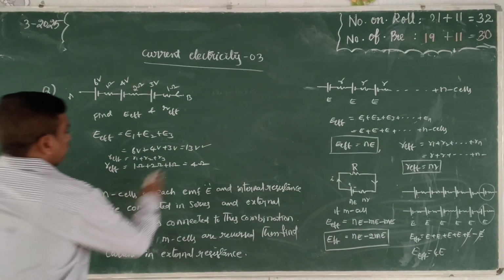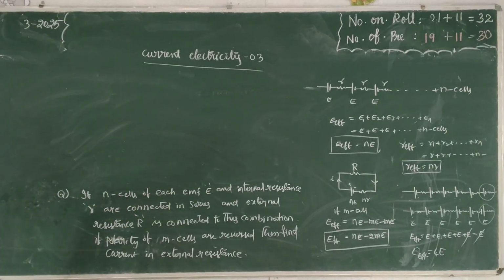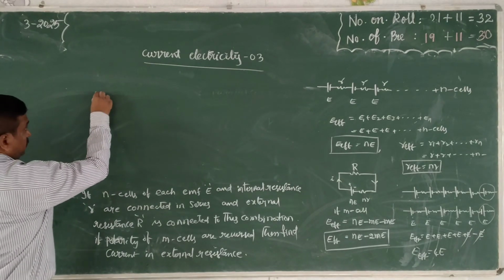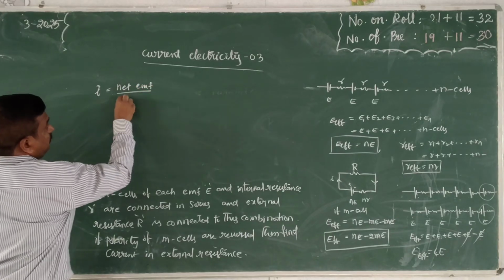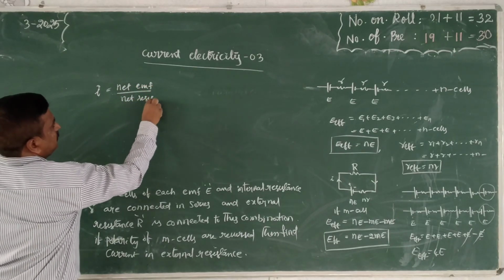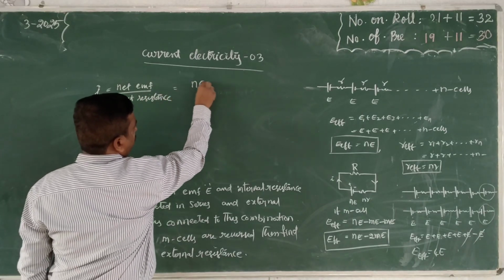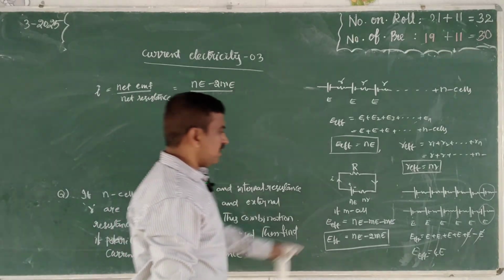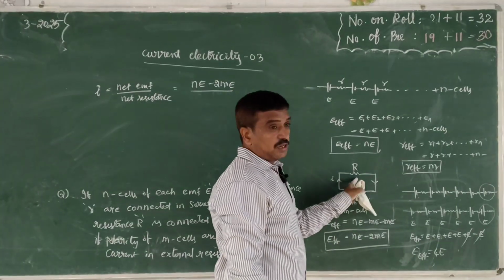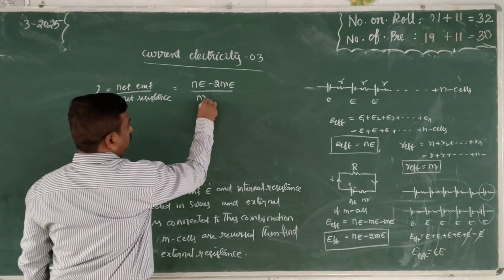Now see here, we can take the effective EMF. We want the current in the external circuit. That means I equals what? Net EMF by net resistance. Net EMF here is NE minus 2ME, divided by net resistance. Here the internal resistance is NR, the external resistance is R. Both are in series combination. Series means just added, so NR plus R.